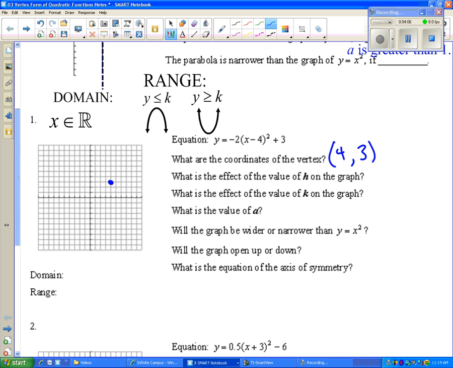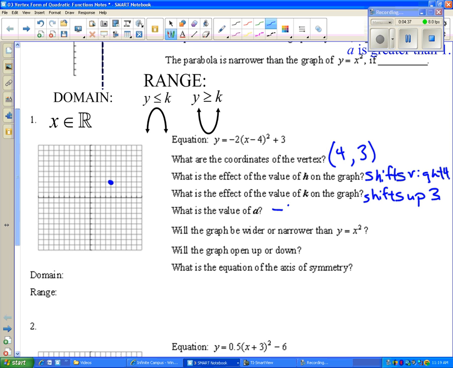What is the effect of the value of h on the graph? It shifts up 4. That was a lie. It shifts right 4. What is the effect of the value of k on the graph? It shifts up 3. What is the value of a?